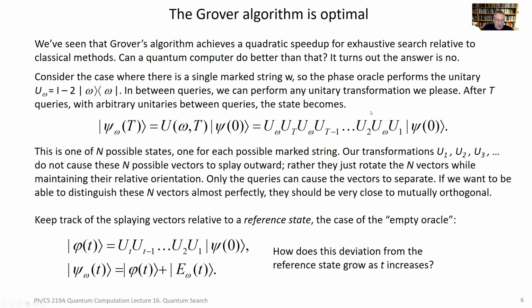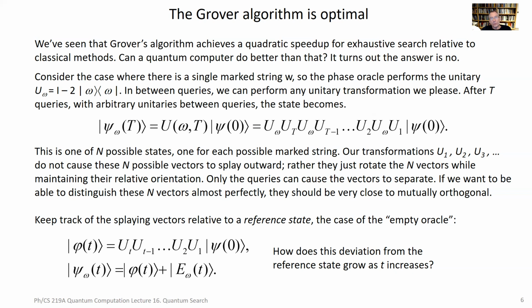Now, the state that we wind up with, if we run that procedure, is going to depend on the marked state, because all of the queries depend on that state omega. And so there are really capital N possible states that we can generate through our procedure. Once we fix the unitaries that we apply, the capital N possible states correspond to the capital N possible marked states, the capital N possible ways in which the oracle could act when we do a query.